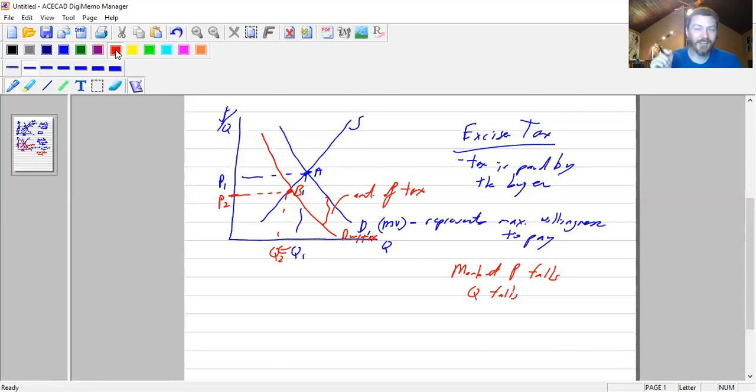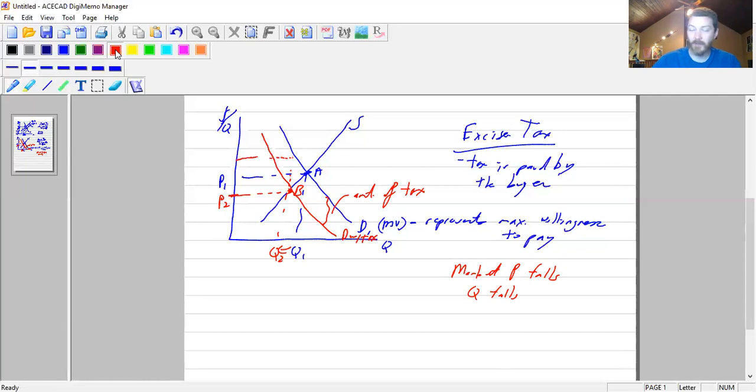But that's still not the end of the story. This is the market price. This is the amount that sellers receive. This is the amount that buyers pay to the sellers. But you still have to add the tax on top of that if you want to think about the amount that consumers pay in total.